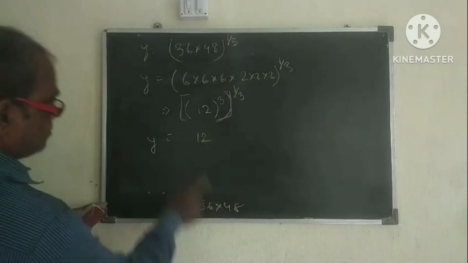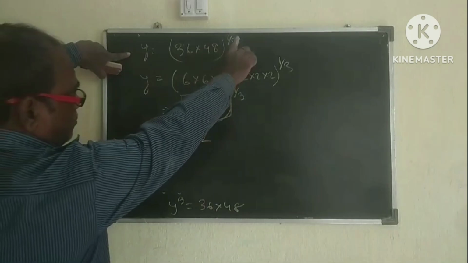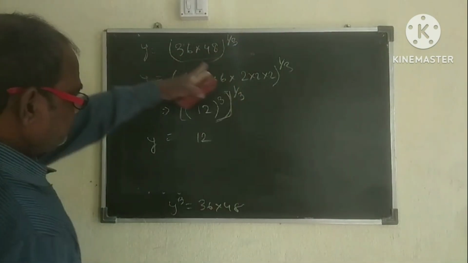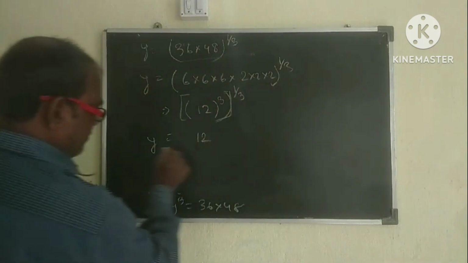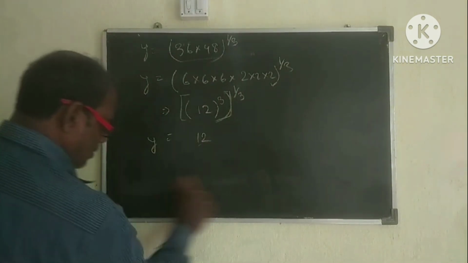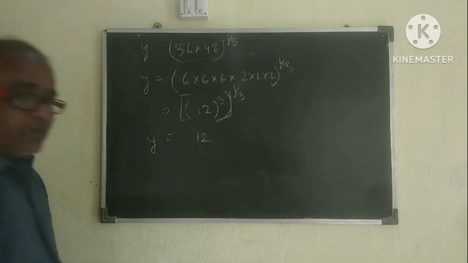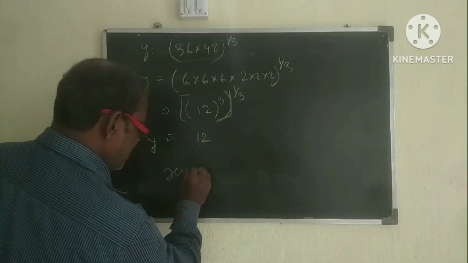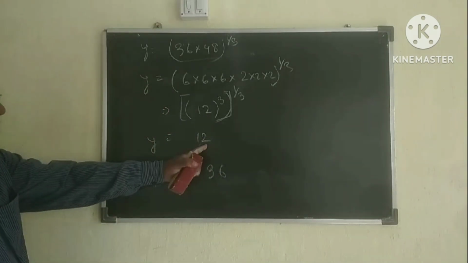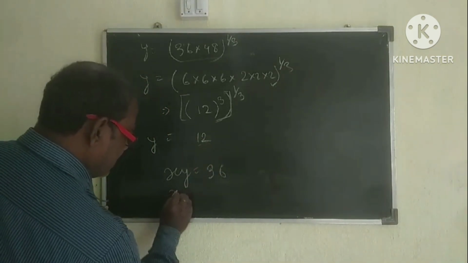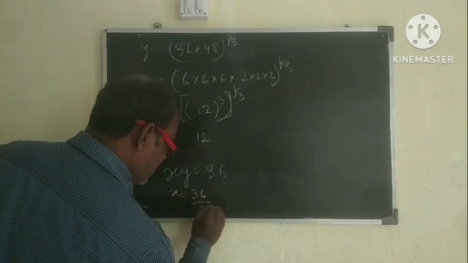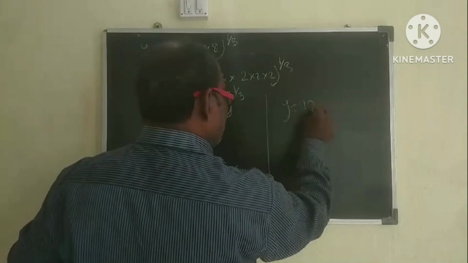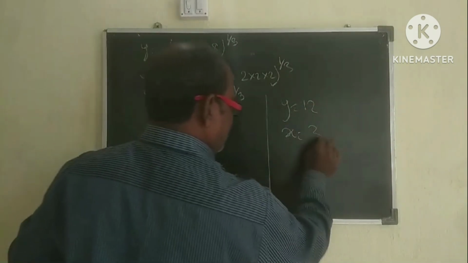We get y cube is equal to 36 into 48, or y is equal to (36 into 48) to the power of 1 by 3. Finally this can be simplified and we get the value of y. So the first number y is equal to 12. Since one more relation we had is equation 1, that is xy is equal to 36, substitute the value 12 for y, we get x is equal to 36 by 12, that is 3. Therefore, the two values are y is equal to 12 and x is equal to 3.